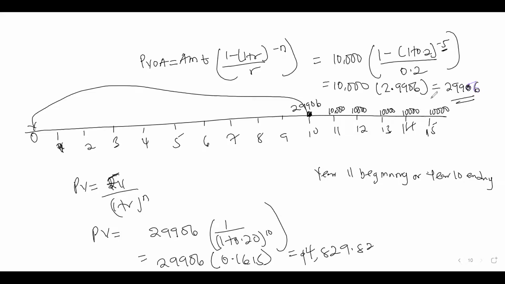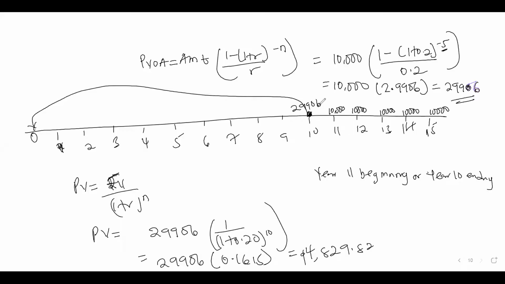So that 10,000 for every year, when we discounted it, led us to 29906. Now, remember the 10,000 every year is from year 11 to year 15, because when she gets there at the end of year 10, she'll withdraw money from year 11 going.